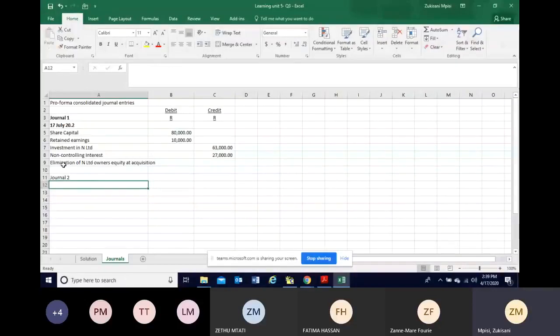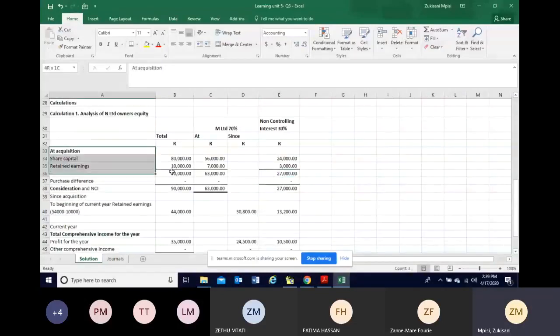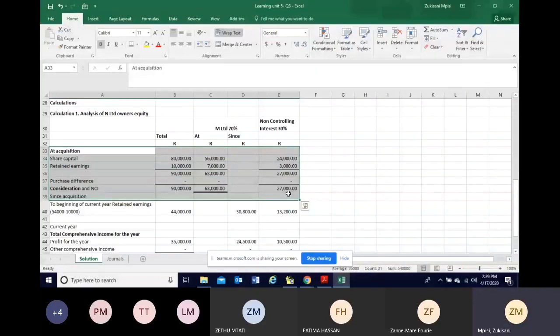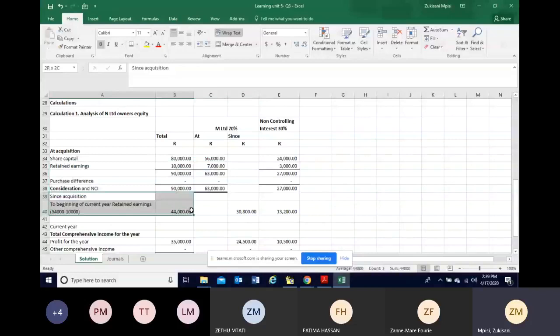Journal number 2 now is a journal entry that we have to do. I'm just going to show you. In terms of the analysis of equity, we have done a journal up to here. This is the journal that we have done, which shows you at acquisition. What we now need to do is a journal entry that shows the retained earnings profit, not the current year. Current year it's profit, previous year it's retained earnings.